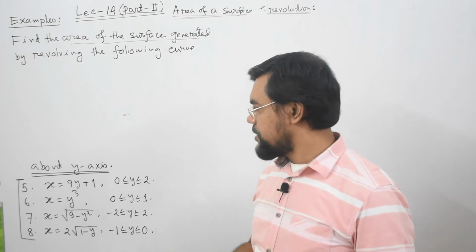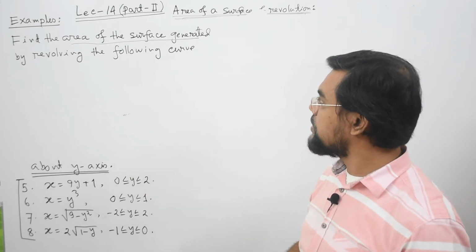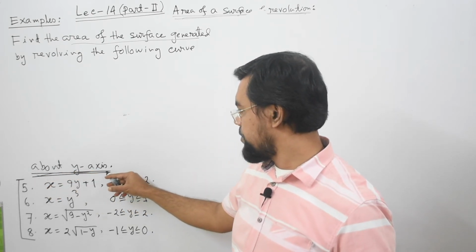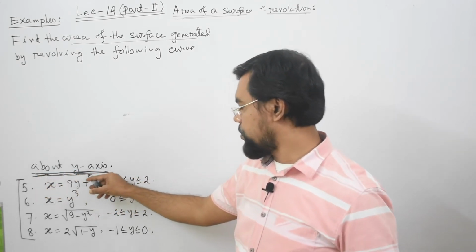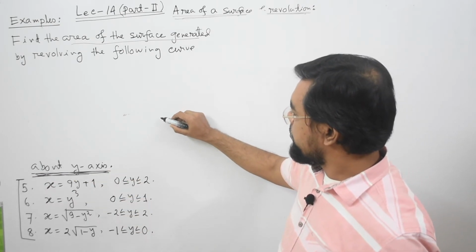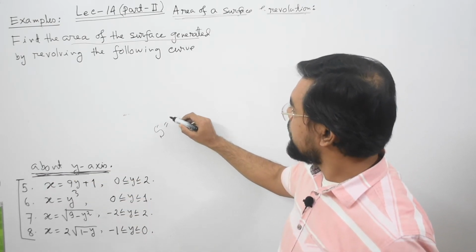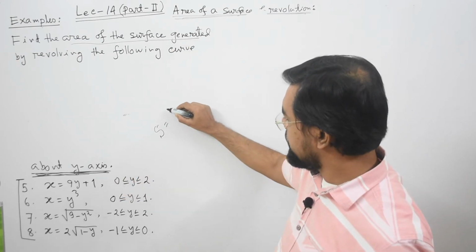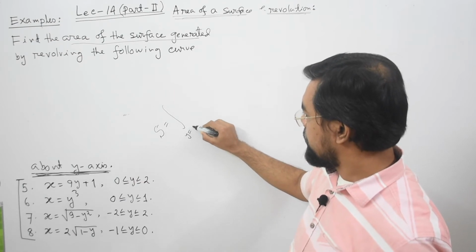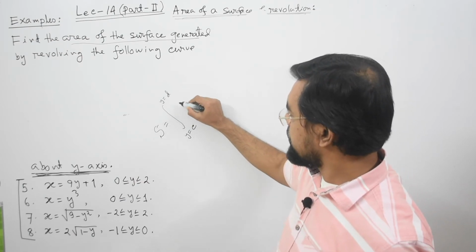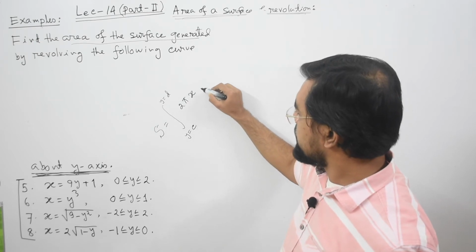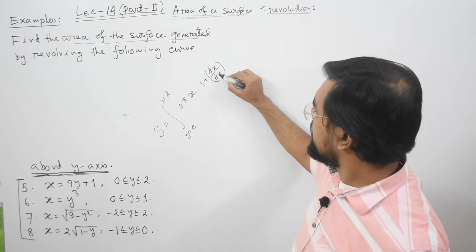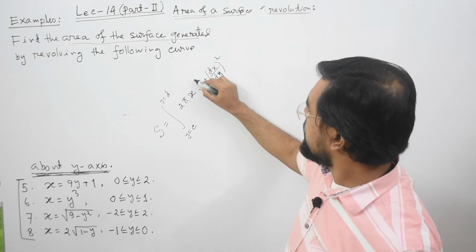So now let us try to understand problems 5 to 8, and for these curves we are going to revolve our curve about the y-axis. So the area formula will be: the surface area generated by this portion of the curve will be the integration from y equals c to y equals d of 2 pi x times the square root of 1 plus dx/dy whole square, dy.